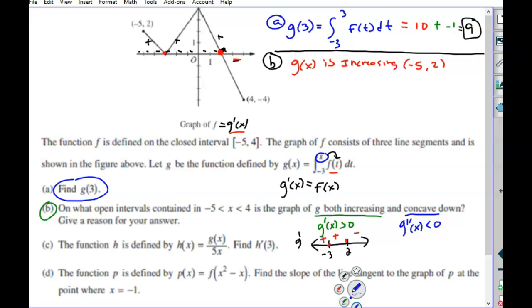And now let's look at g double prime. That's the slopes, right? That's the slopes of this. So g double prime is equal to the slopes of this graph f. Well, look at this. I know I have negative slopes, and then positive and negative. So when does g have positive slopes?